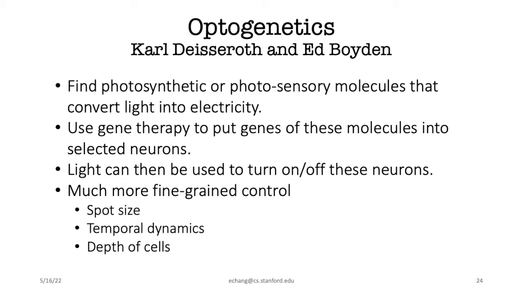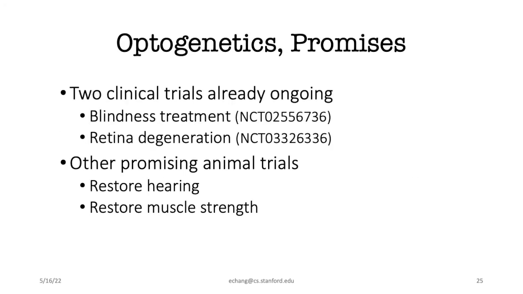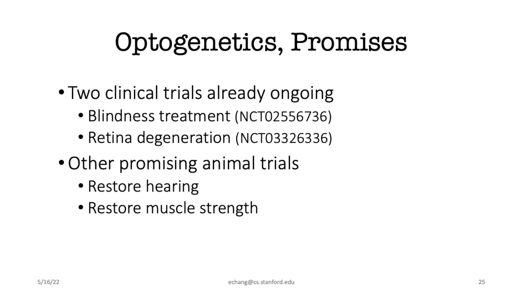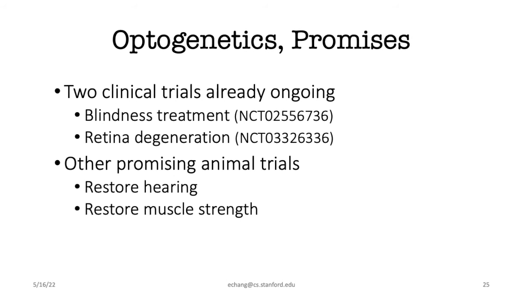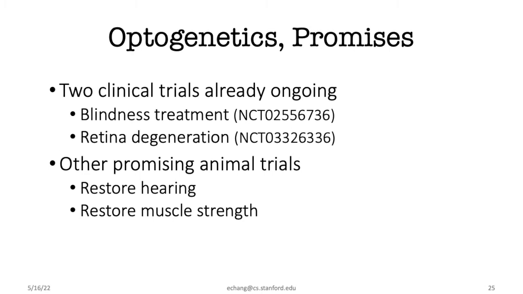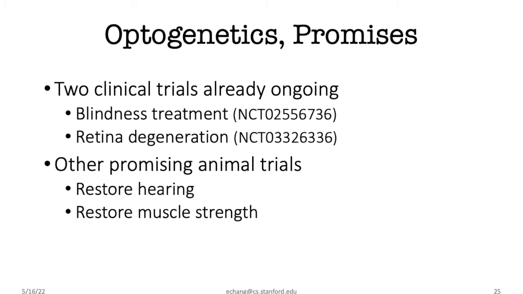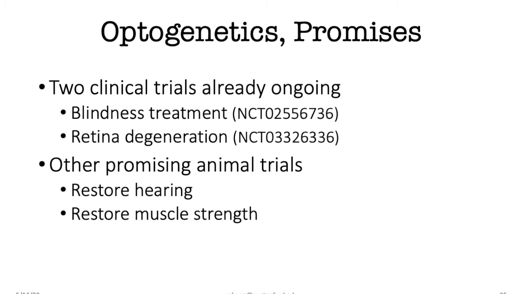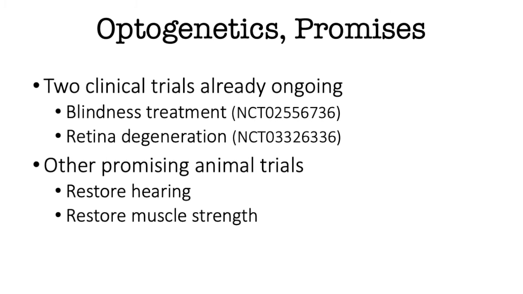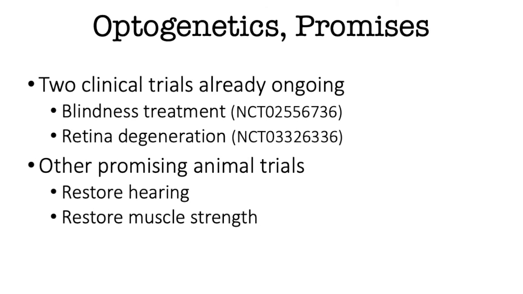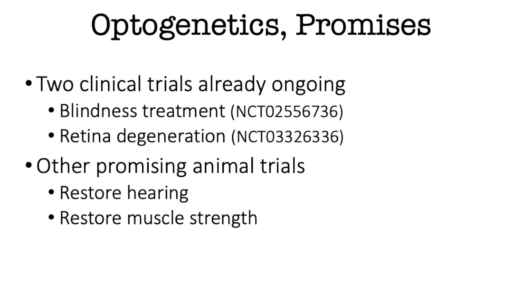And there can be some remarkable resolutions achieved. The first one is we can target individual neurons. The second one is we can target different types of neurons by doing gene therapy. And of course, there are limitations, which we will cover at the end of the lecture. There have been some promises. There are several animal trials going on, and two clinical trials already ongoing, one for blindness treatment, the other for retinal degeneration treatment. Following is a short video presented by Boyden on this optogenetic technology. Let's take a listen.